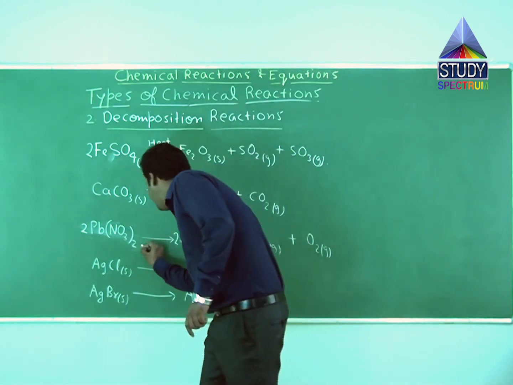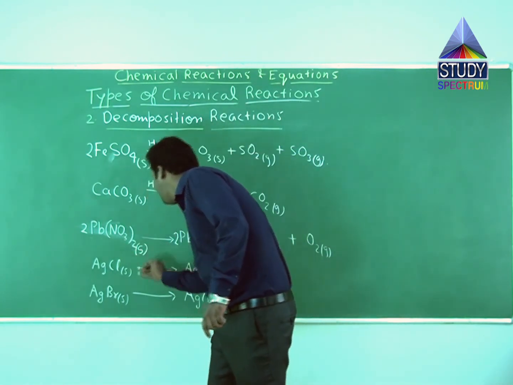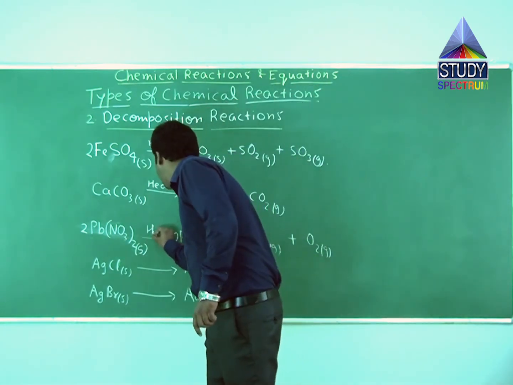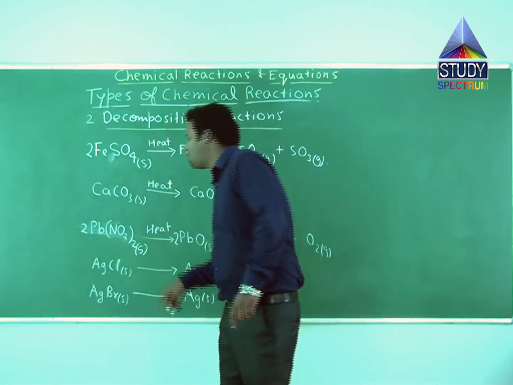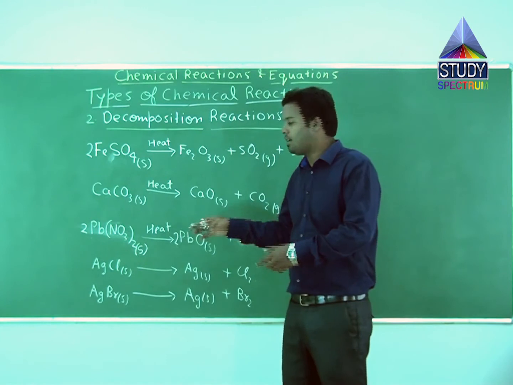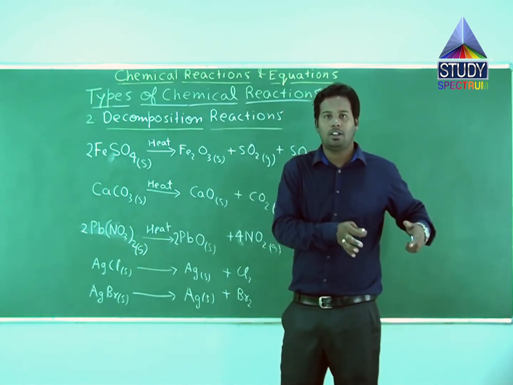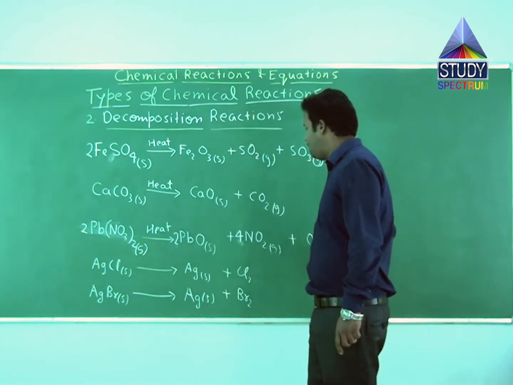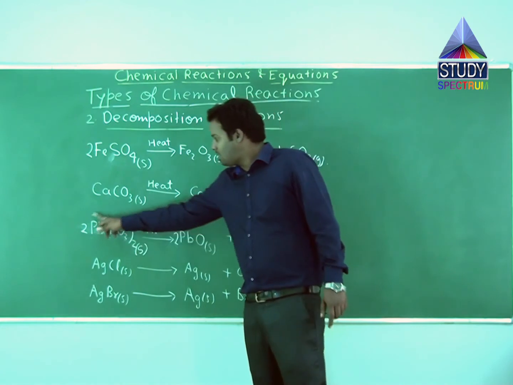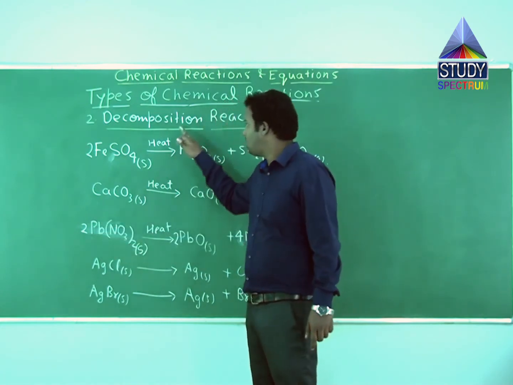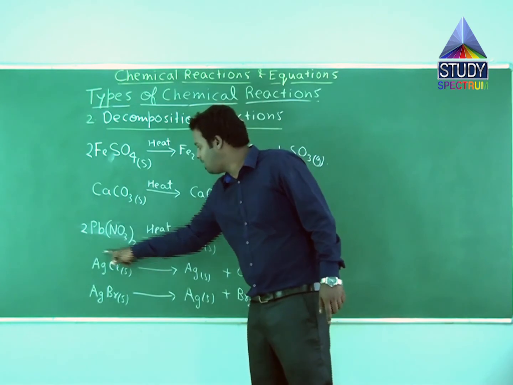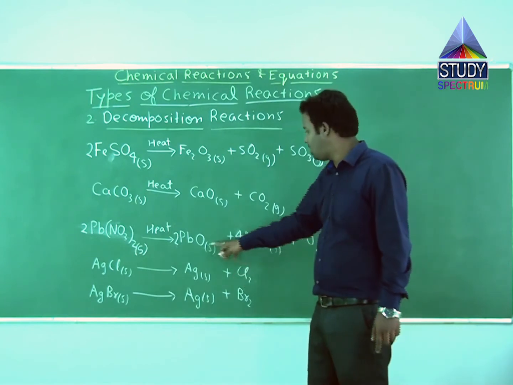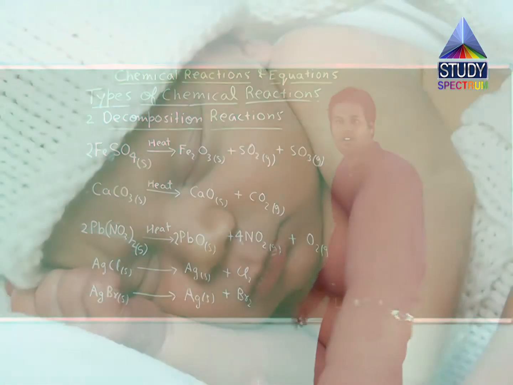Now since lead nitrate exists in a solid form, I will mention its physical state as S in the suffix, and also write heat over here, since this decomposition requires heat for converting lead nitrate into simpler products: lead oxide, nitrogen oxide and oxygen. So this is now a complete balanced equation where you can see a single reactant, as we are trying to study decomposition reaction, a single reactant being converted into simpler substances, two or more substances, that is lead oxide, nitrogen dioxide and oxygen.